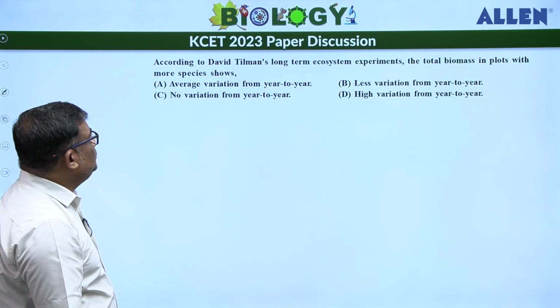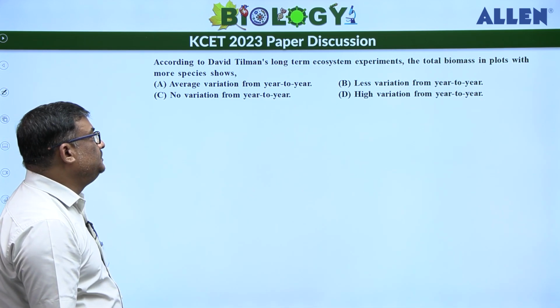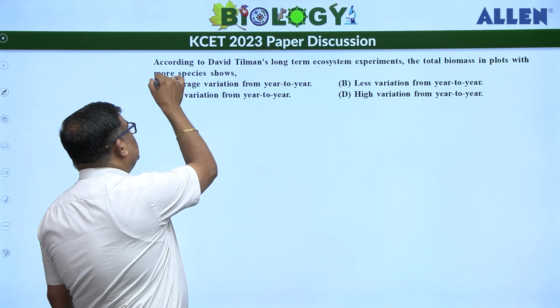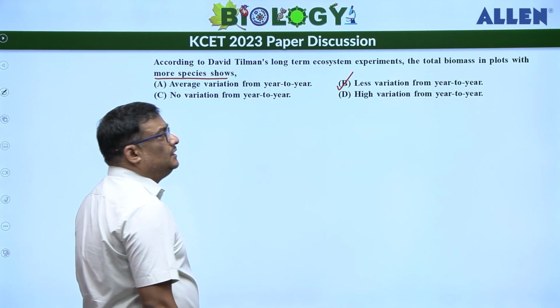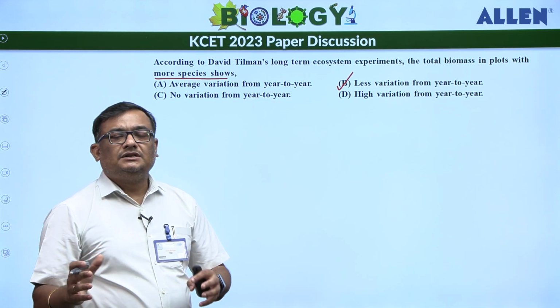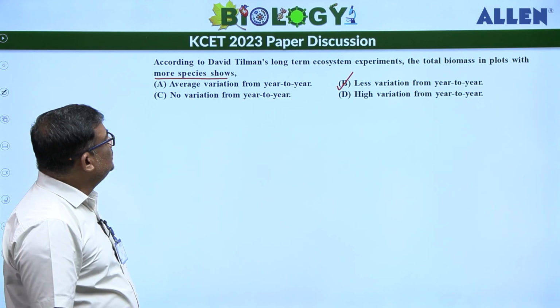Next one. According to David Tilman's long-term ecosystem experiment, the total biomass in plots with more species. When more species are there, David Tilman observed that there is less variation from year to year. It was a more stabilized system. Again, this was basically a small experiment.